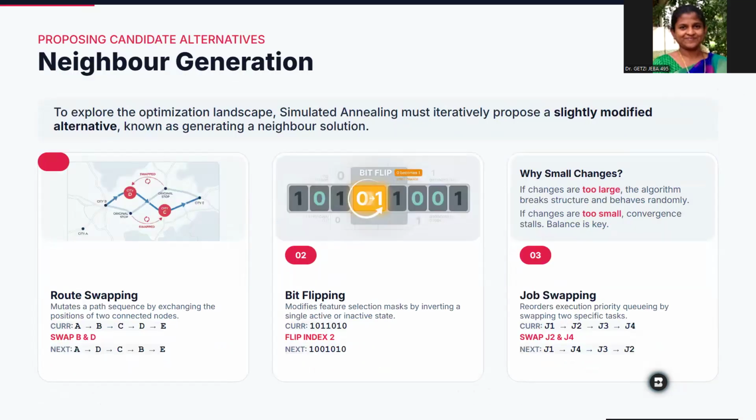And the third stage is to generate a neighbor. So what is a neighbor? It is a slightly modified alternative to your already formulated solution. See here, A, B, C, D, E, and the swapped one is A, D, C, B, E. So D and B are swapped. Similarly, we execute a small bit flip, and job swapping also: J1, J2, J3, J4, instead I say J1, J4, J3, J2. So this is the process of neighbor generation, a slightly modified alternative.